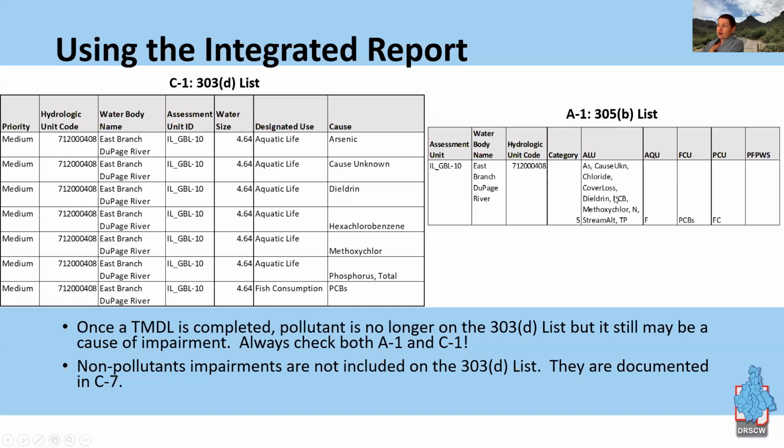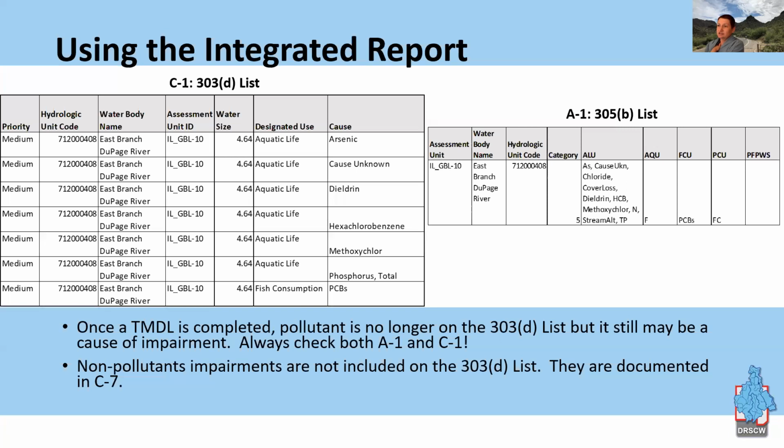You'll also see that we have cover loss and stream alteration. Those are not listed on the 303(d) list because those would be considered non-pollutant causes. Those would be in that appendix, I think C7, that I talked about before. So you have to look in several different places if you're trying to put together all the impairments. I have a great spreadsheet that summarizes all of this. If you ever have to do this, you can email me and I can get you the spreadsheet, or I can pull the data for your specific segment for you.